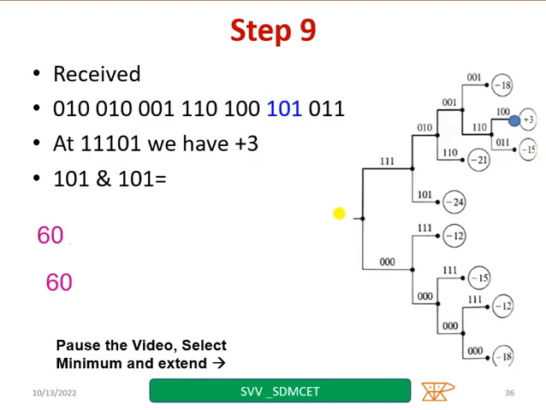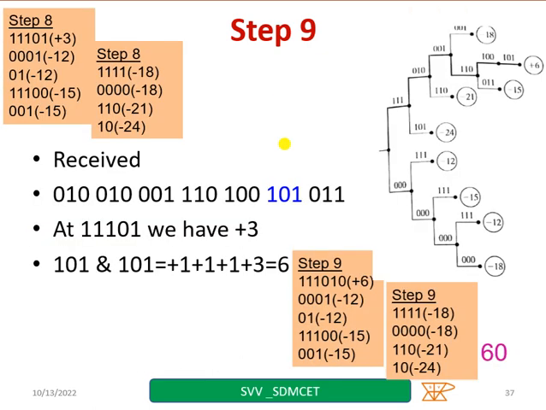Step number 9. I have a +3. Again you compare with the same procedure. 101 and 101, but consider the previous 3 also. Calculate. So like this, when you do step number 9, you can pause and cross verify your answer. Whatever I am getting, the top of the stack is very important.